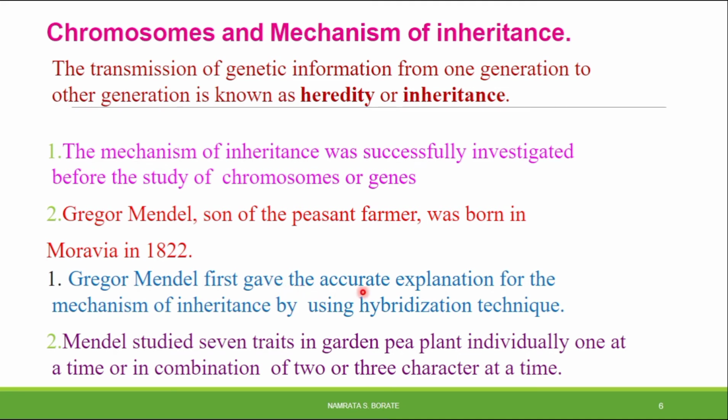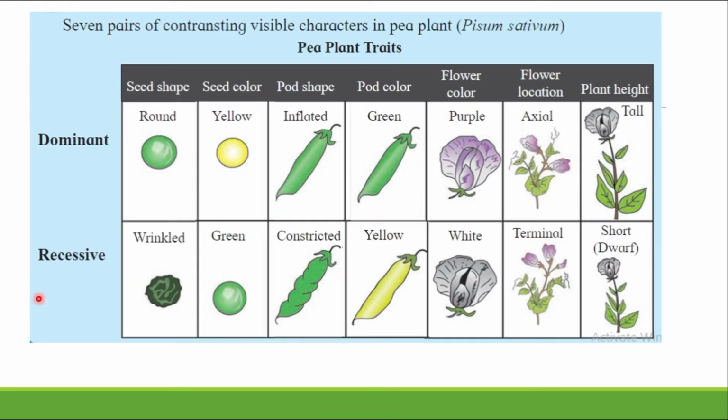Gregor Mendel first gave the accurate explanation for the mechanism of inheritance by using hybridization techniques, that is, cross-pollination. Mendel studied the 7 characteristics, that is the 7 traits, in a garden pea plant individually, one at a time, or in a combination of 2 or 3 characteristics at a time. So what are the 7 characteristics? The 7 pairs of contrasting, visible characteristics in the pea plant, that is Pisum sativum.